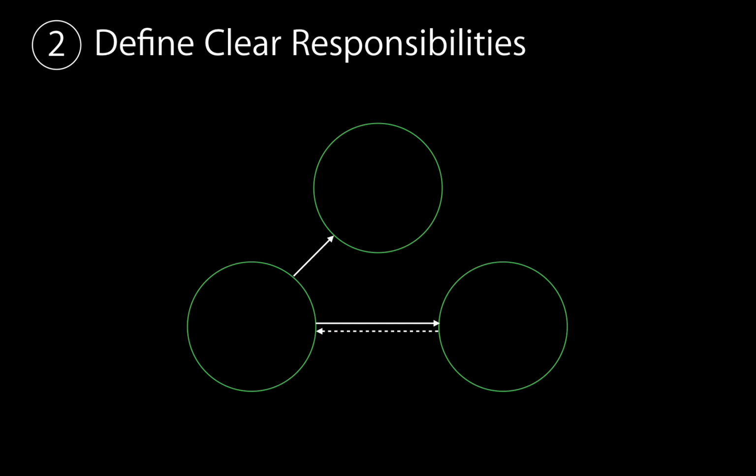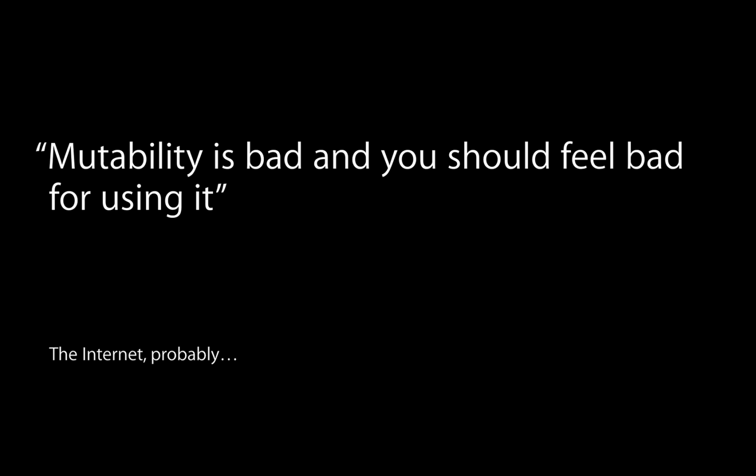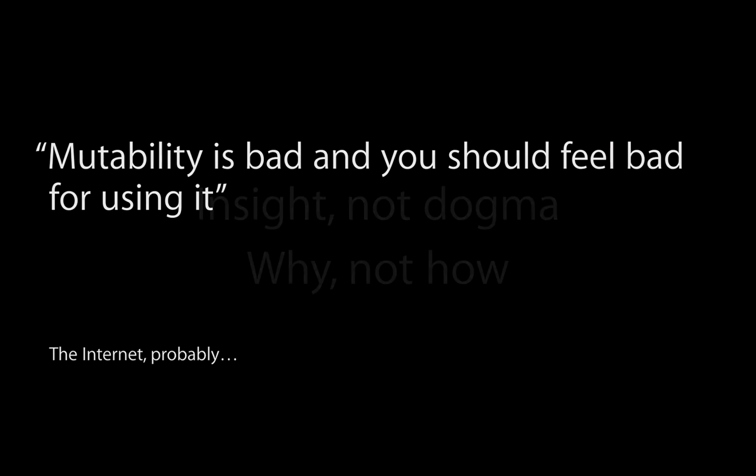Let's move on now to our third section, simplifying with immutability. You may have heard on the internet that mutability is bad, and you should feel bad for using it. But nobody's really told you why. Why is it bad? I mean, it's easy to use. You just set it, right? We're working in imperative-oriented languages here. We have statements. So to illustrate that, let's look at another diagram.